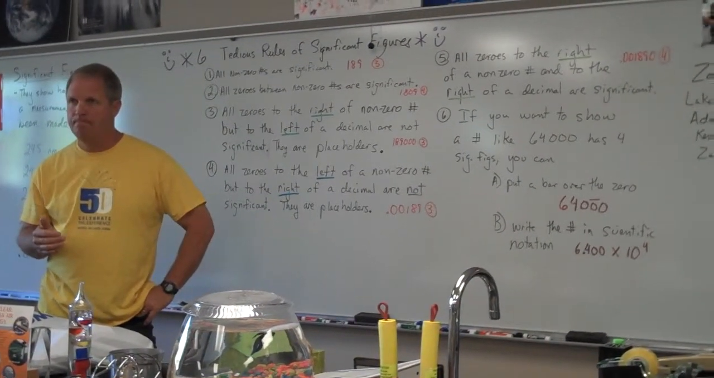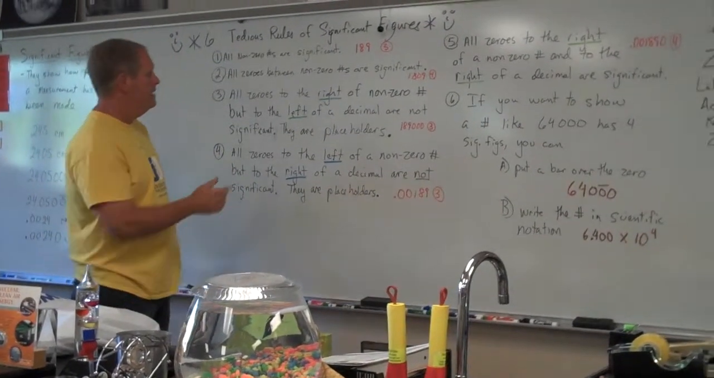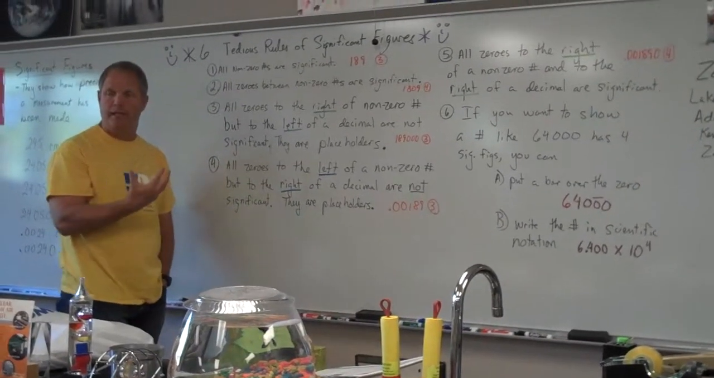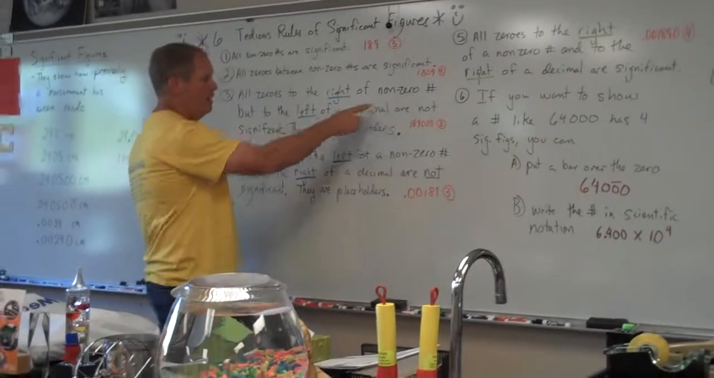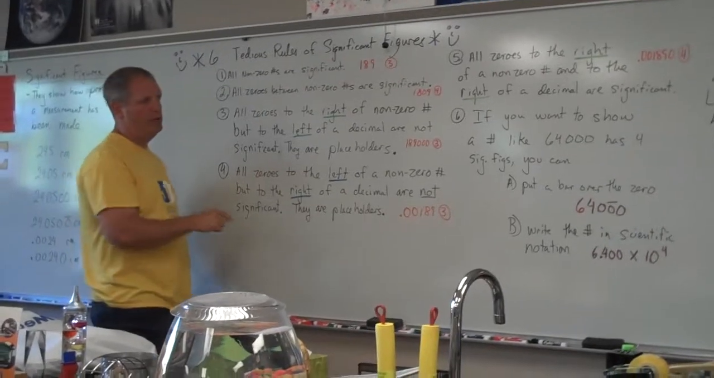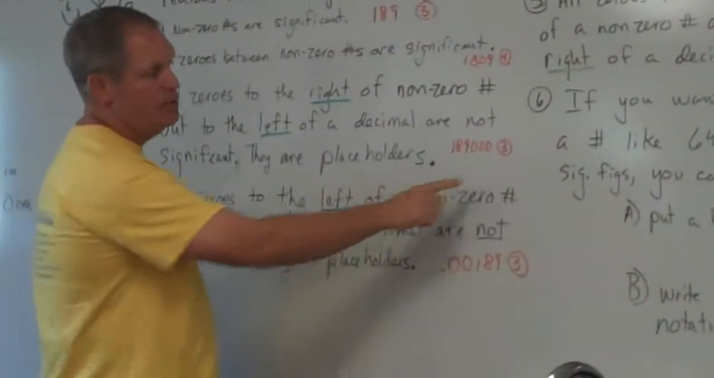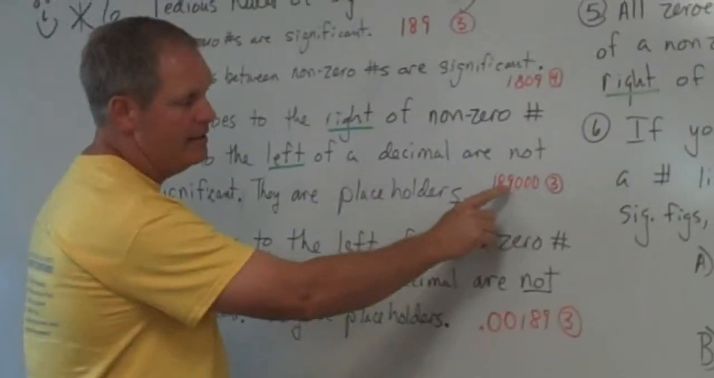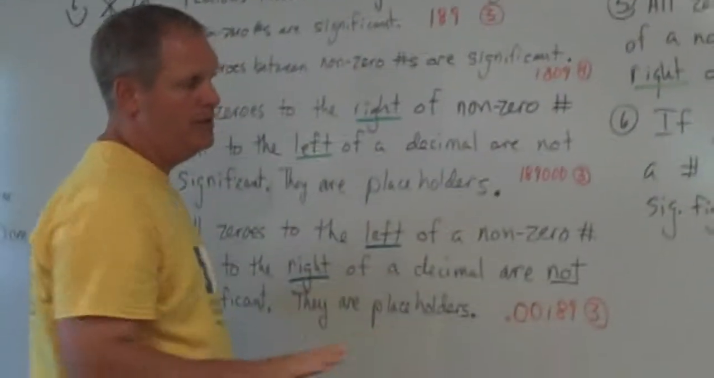You understand? Now let's talk about placeholders. Let's say somebody didn't do a very good job of measuring something, and we have to show how big the number is, but that it's not very accurately measured. All zeros to the right of a non-zero number, but to the left of a decimal point, are not significant. They're just placeholders. So see all these zeros right here? Those aren't significant. This would have 3 in it. So the 1, 8, and 9 were all measured. The 9 has a little bit of guesswork in it. But all these zeros are just there to hold place.